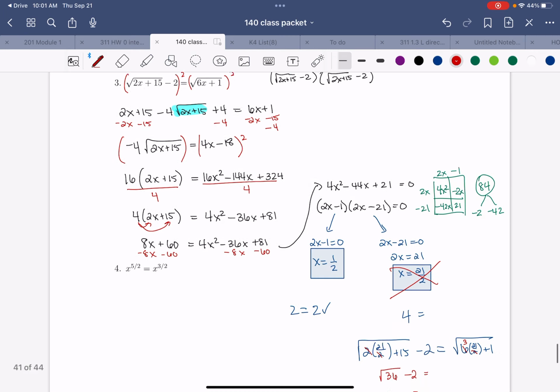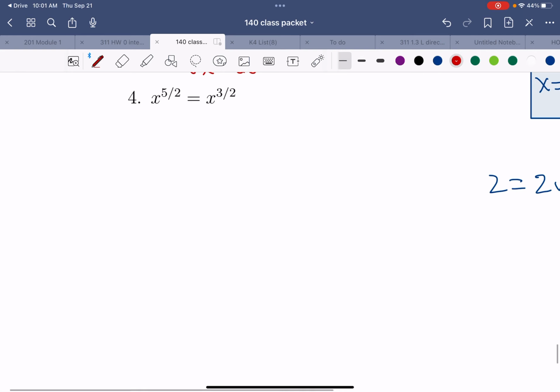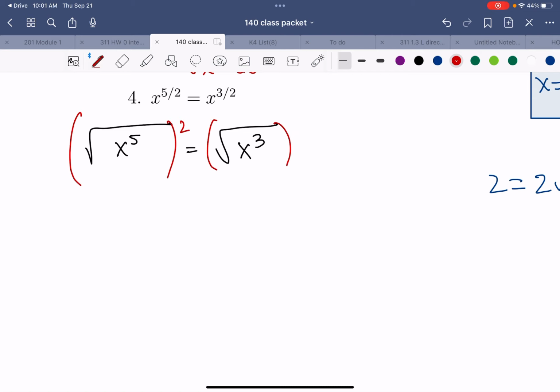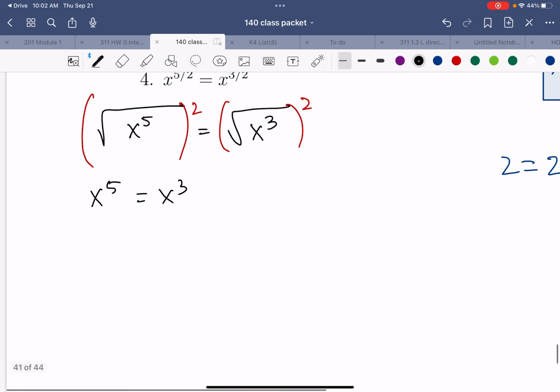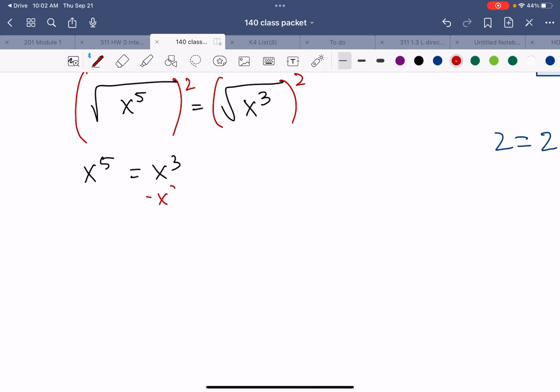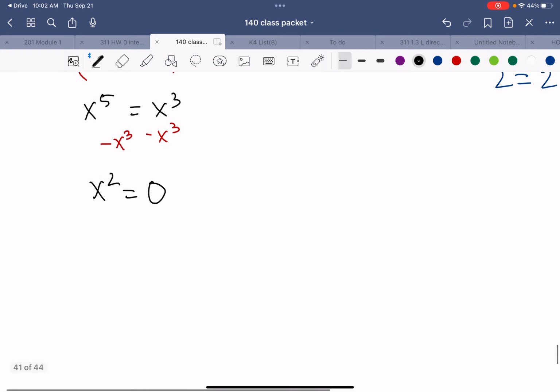All right. Last but not least, number 4. If I rewrite this, this represents the square root of x to the 5th and the square root of x cubed. And I have both radicals isolated, so I can go ahead and square both sides. That's going to give me x to the 5th equals x cubed. And I'm going to subtract an x cubed over to the other side. That gives me x squared equals 0. And then you can take the square root of both sides. And you get x equals 0 as your only answer there.